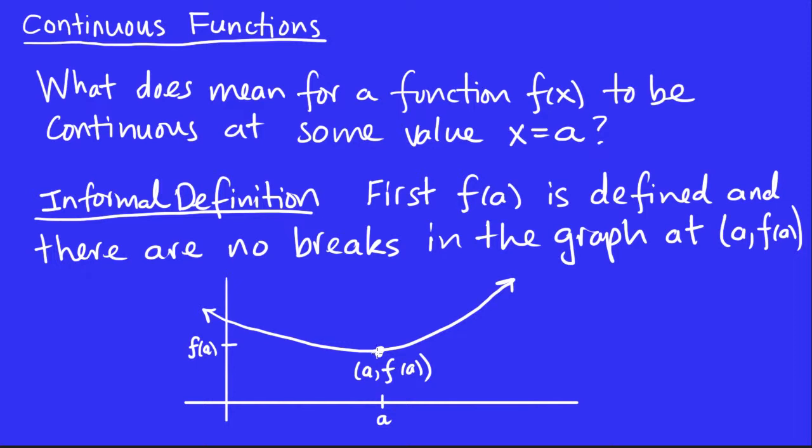If it wasn't defined, then what would happen? Well, there would be a little hole there, right? If f of a was not defined, it would look something like this. There'd be like an open hole there. But in the original graph I drew, it was solid. So that means that the function is defined there. And are there any breaks in the graph? No, there's not. It's nice. There's no jumps or anything like that.